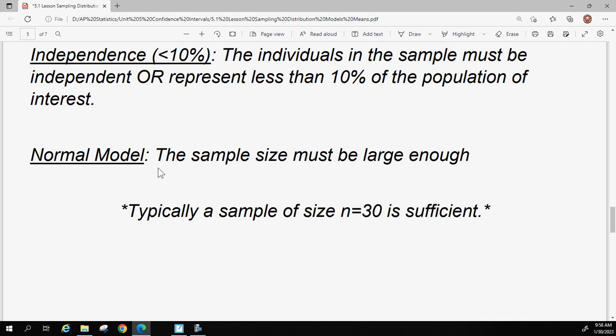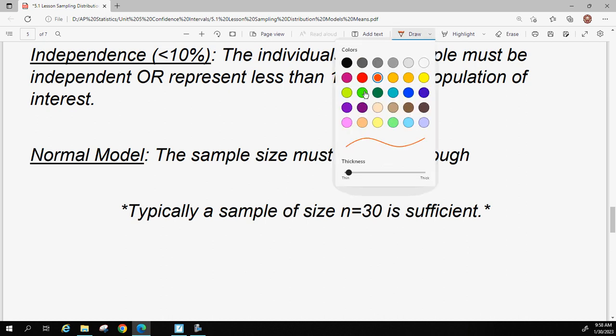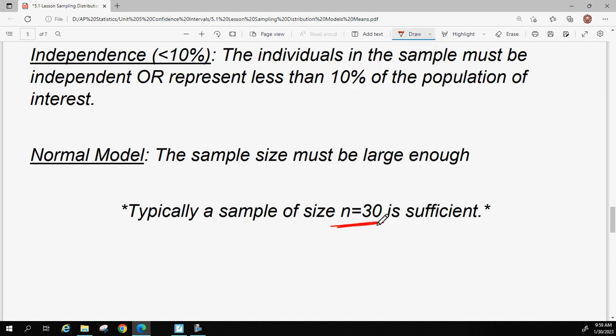And the last thing we want to make sure is, is this normal model going to be totally appropriate? We have to have a large enough sample size. We go with this sort of rule of 30. If we have a sample that's 30 or greater, as long as it's less than 10% of our population, that seems to be sufficient from past research to say that our sampling distribution will approximate a normal model.